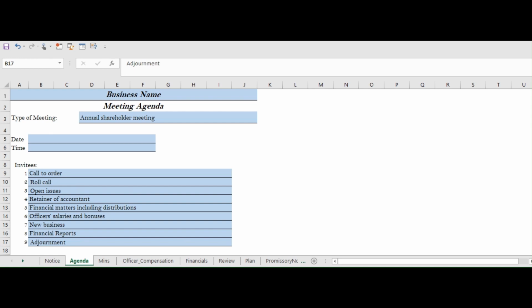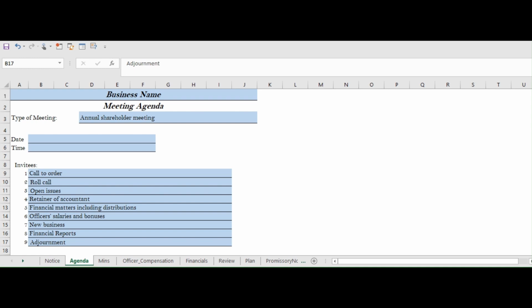So obviously when you start the meeting, you want to have a call to order, roll call, just the normal meeting stuff, just get that out of the way. Those don't take more than a minute. Then you talk about the open issues. You look at your accountant and you say, am I happy with this accountant? Do I want to retain? Do I want to go somewhere else?